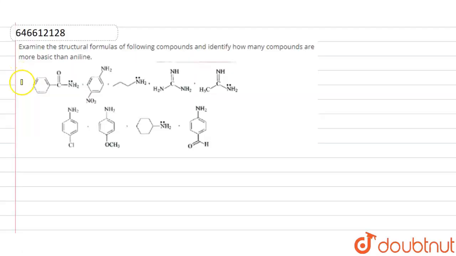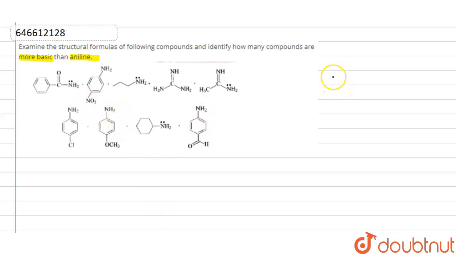Start the question. So the question says, examine the structural formulas of the following compounds and identify how many compounds are more basic than aniline. How many compounds are more basic than aniline? And so let us first see how nitrogenous compounds are basic in nature.